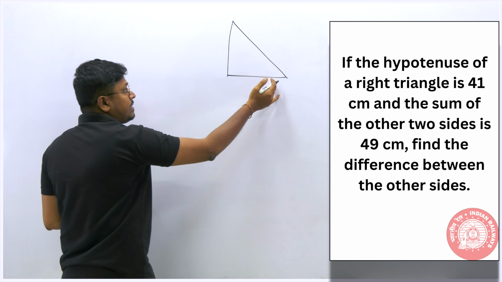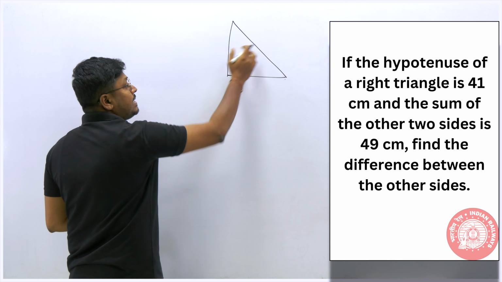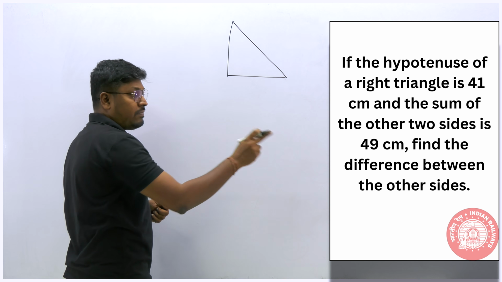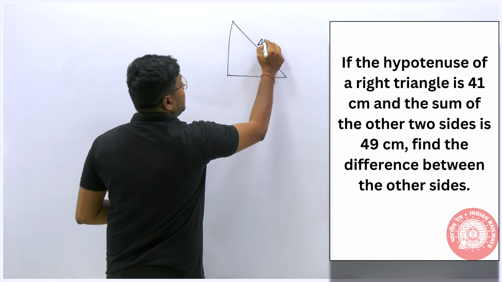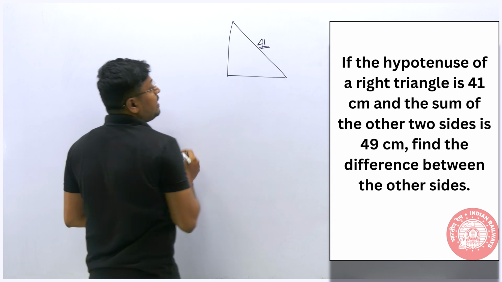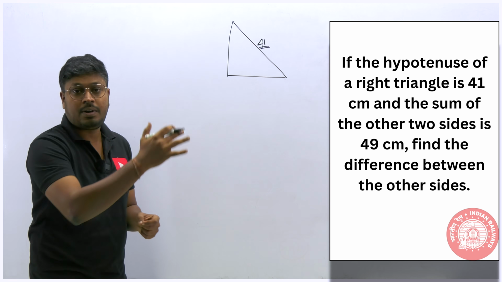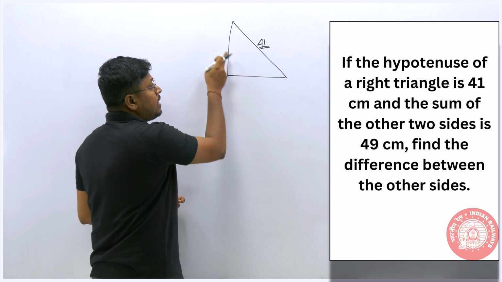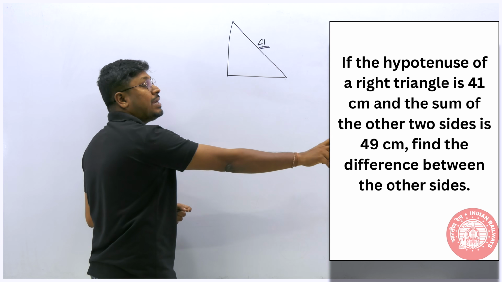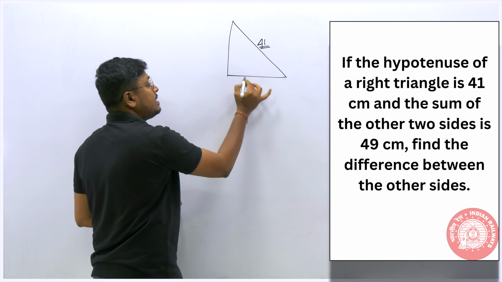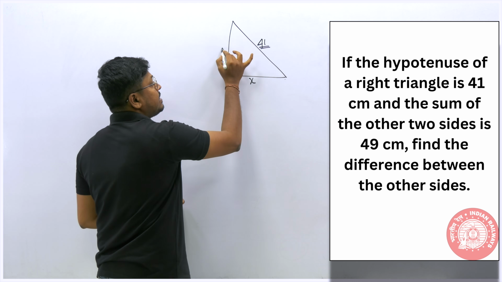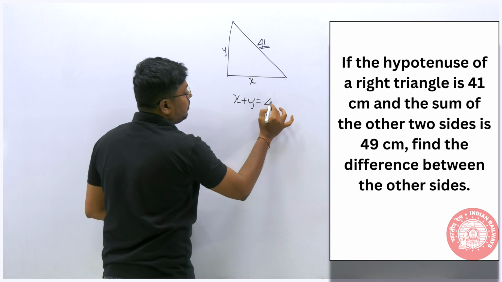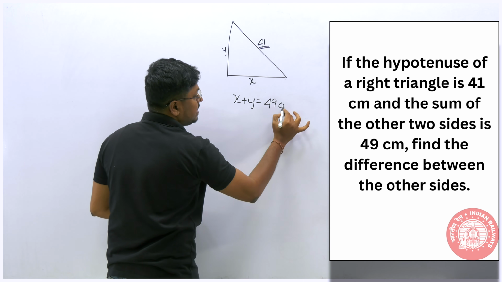So we have 3 sides, and the hypotenuse, that is the C value, is directly given, which is 41 centimeter. They have given this hypotenuse side, which is 41 centimeter, also called the slope. And remaining we have 2 sides, right? The total of the 2 sides has been given, which is 49 centimeter. That means let's consider this as x and this as y. So according to the question, x plus y is equal to 49 centimeter. So friends, understood or not?